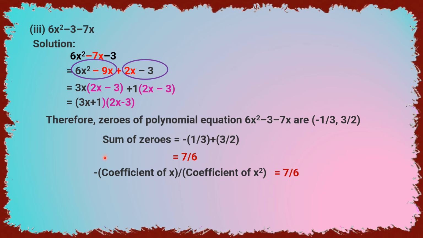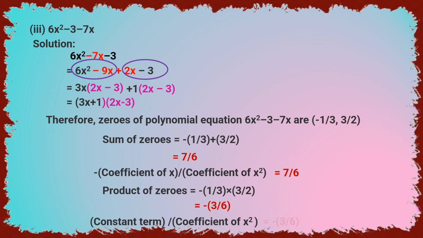Now let us find the product. Or let us multiply these two zeros. If you multiply this, we get minus 1 into 3 divided by 3 into 2, 6. So minus 3 by 6. C by A is also equal to minus 3 by 6. Hence verified.